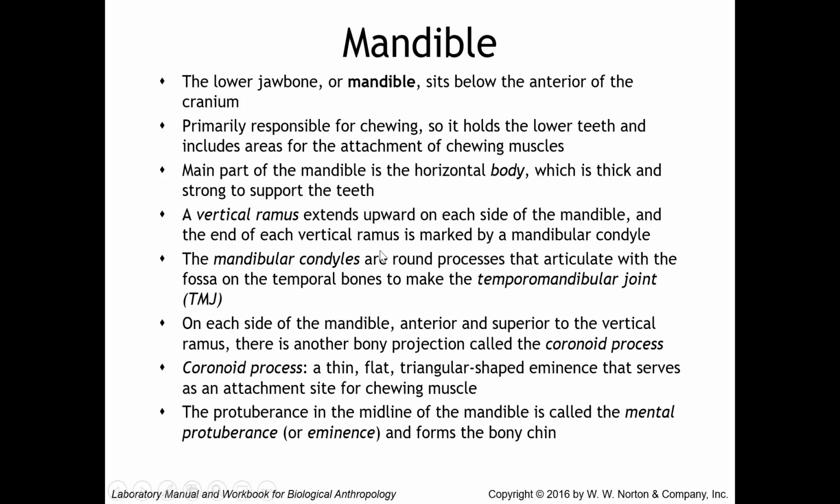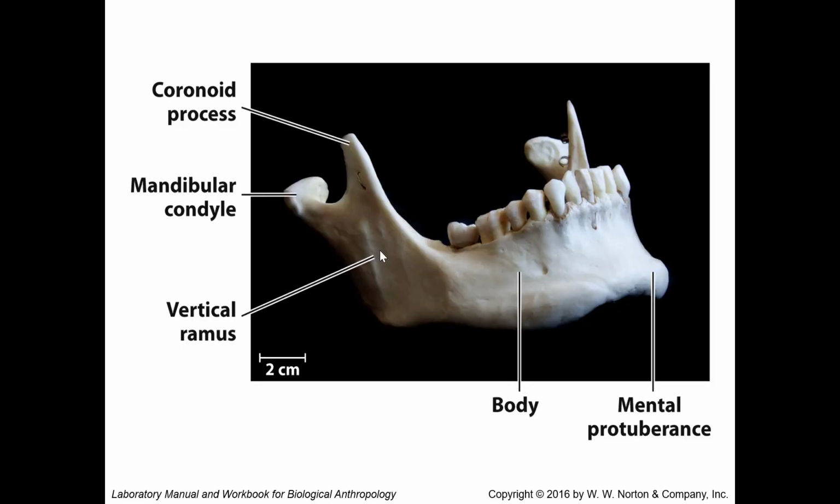The lower jawbone, or the mandible, sits below the anterior of the cranium. The primary purpose of the mandible is chewing. It holds the lower teeth, and it includes areas for the attachment of our chewing muscles. We'll go to a picture while I describe all the features of the bone. Again, its primary responsibility is chewing. It holds your lower teeth, and it includes the areas for the attachment of our chewing muscles.